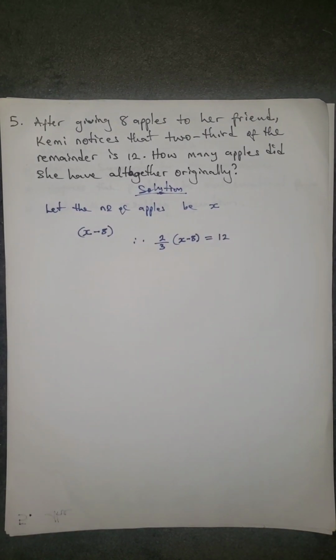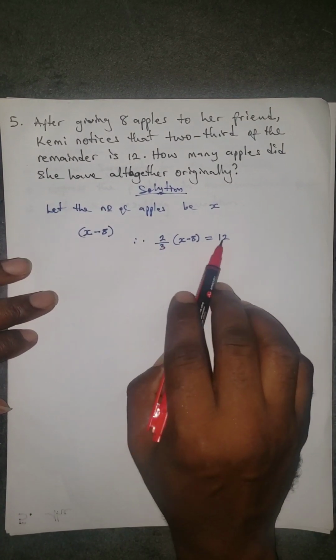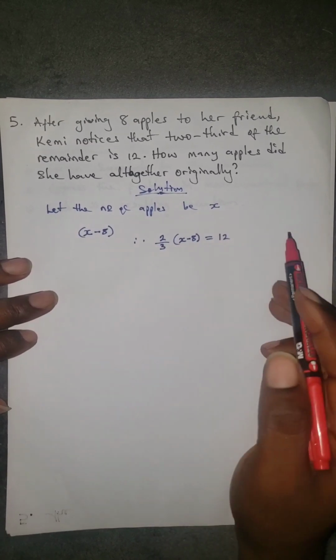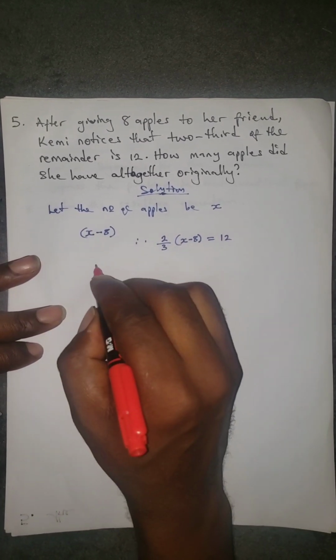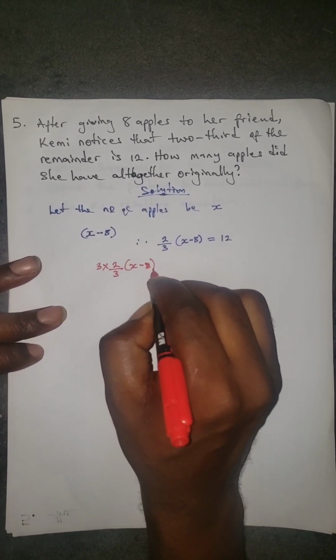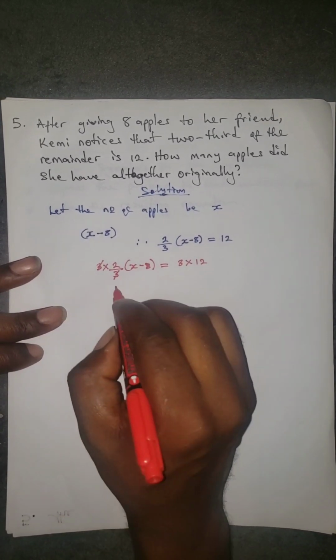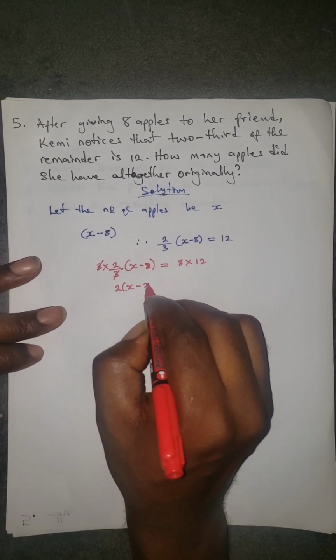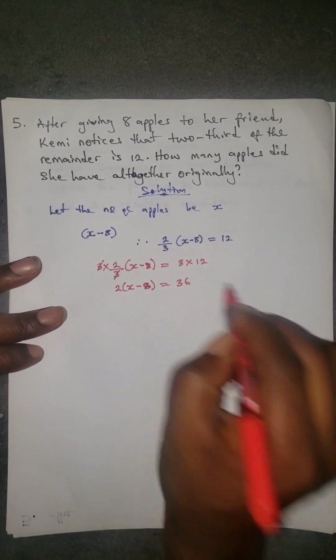So you can see how easy that question was to express in mathematical form. So let us solve the resulting equation now. Since I have 2 over 3, I'll have to multiply both sides. That's what I enjoy doing more than crossing and multiplying. So multiply both sides by 3 to eliminate this. So I have 3 times 2 over 3 into x minus 8 equals 3 times 12. So this 3 will go. I'll have 2 into x minus 8 equals 3 times 12, which will give you 36.